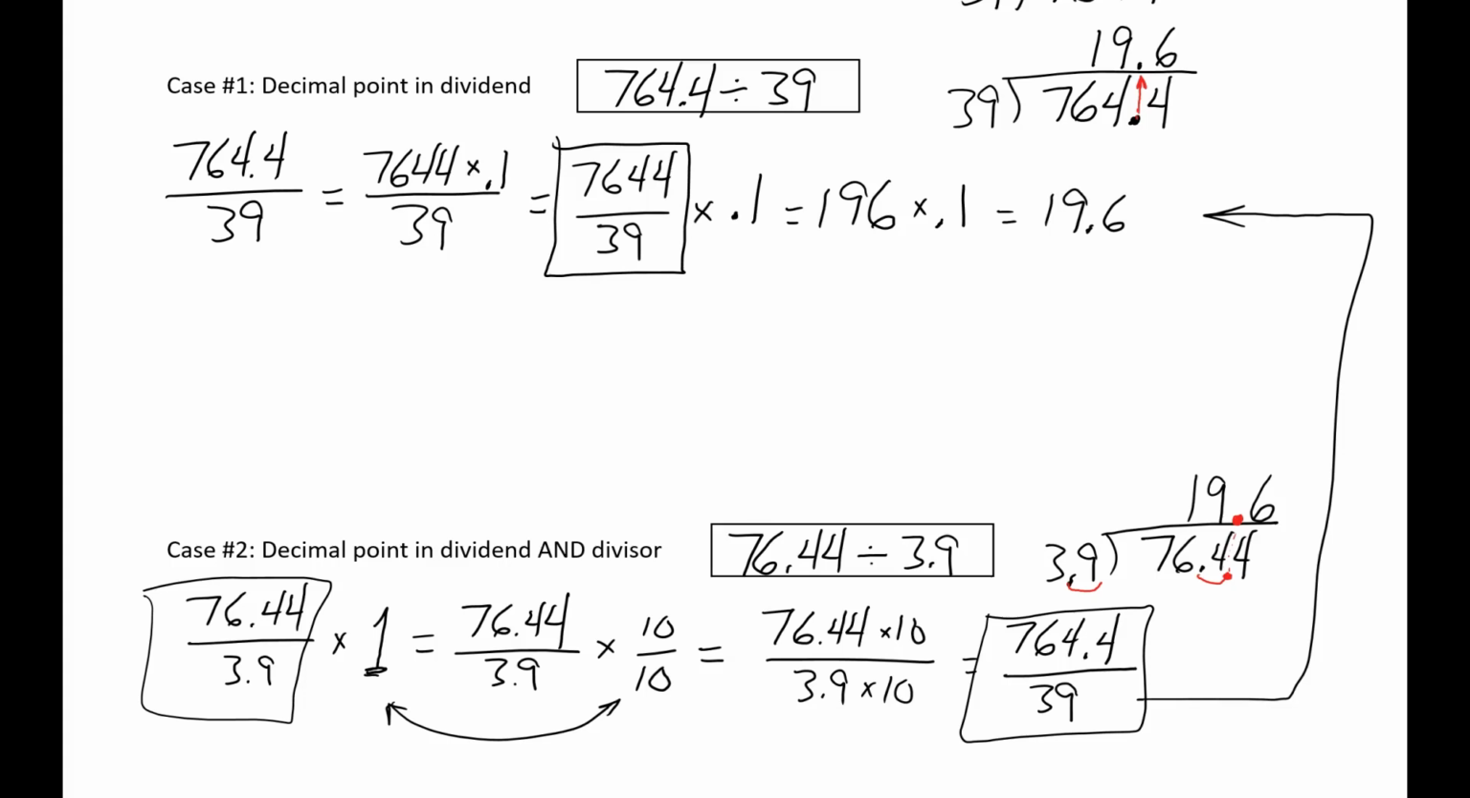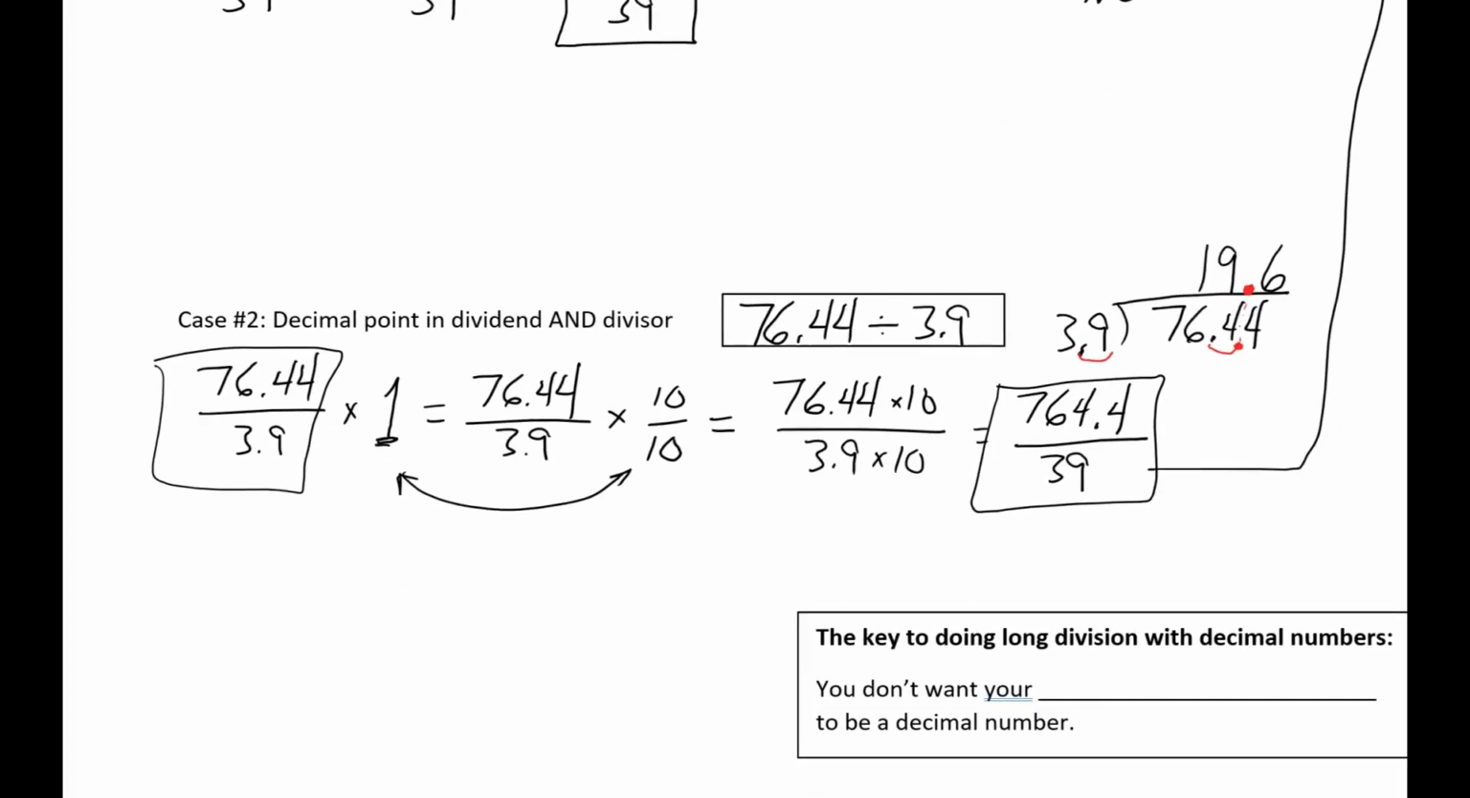In other words, if we have a decimal point in both the dividend and the divisor, we want to move our decimal points to the right, the same number of spaces, until our divisor is no longer a decimal number. And then we have a division problem just like we had in case 1, and we do our long division just like we always do. And this is really the key to doing long division with decimal numbers.